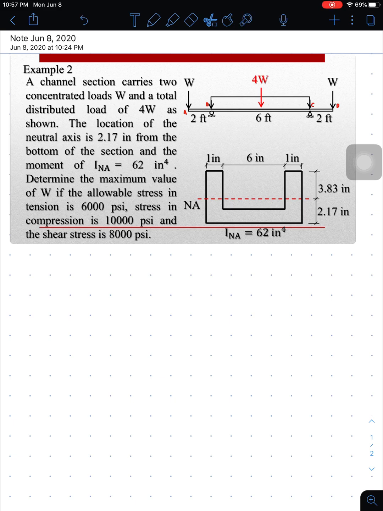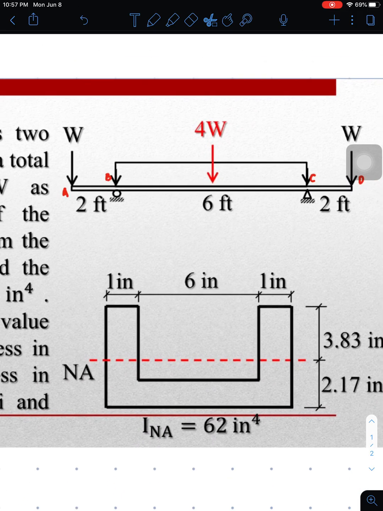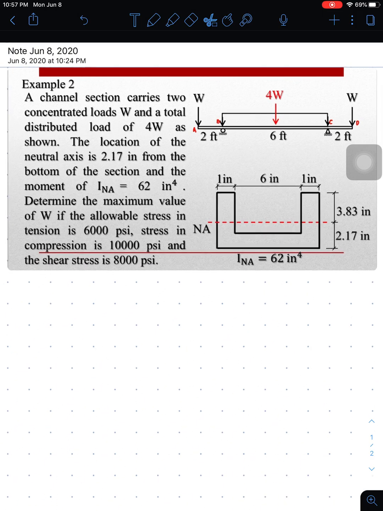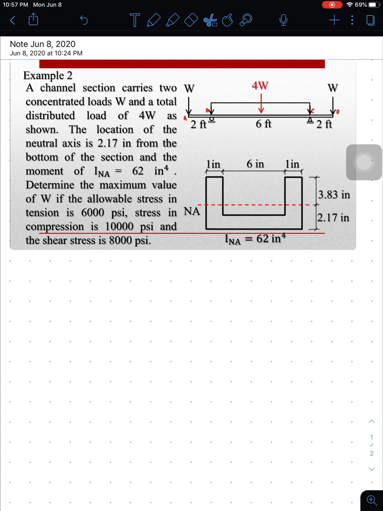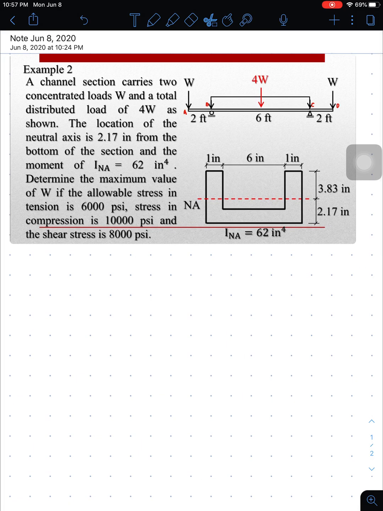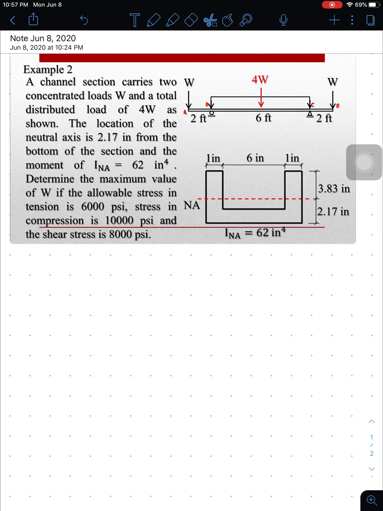Example number 2. A channel section carries two concentrated loads W and a total distributed load of 4W as shown here. So the 4W is already a resultant. It is a total distributed load, meaning the resultant of the distributed load. And the location of the neutral axis is 2.17 inches from the bottom of the section. Okay, as seen here, 2.17 inches from the bottom.